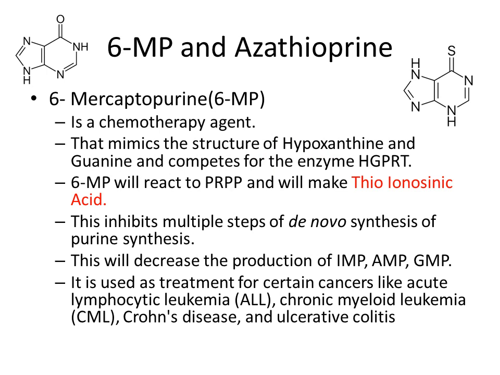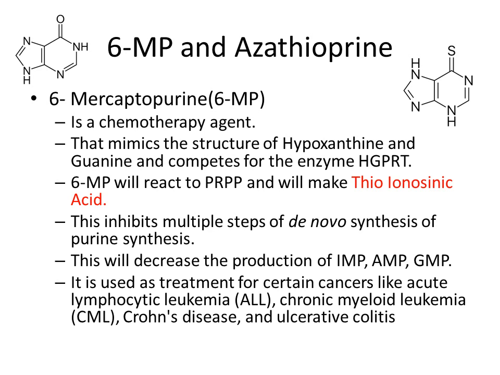The other drugs we are going to see are 6-MP and Azathioprine. The first one is 6-MP, which stands for 6-mercaptopurine. It is a chemotherapeutic agent that mimics the structure of hypoxanthine and guanine and competes for the enzyme HGPRT because they have similar structures. On your right you can see the 6-MP structure, which has sulfur in it, and on your left you can see the hypoxanthine structure, which has oxygen in it.